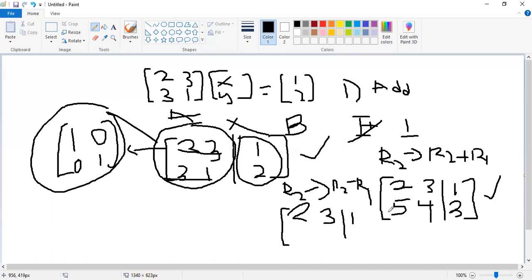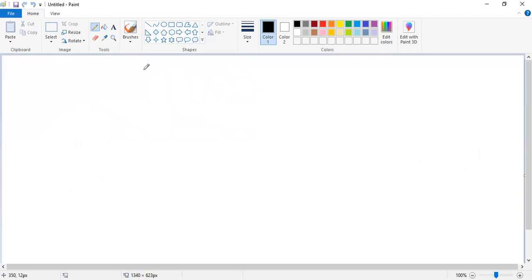So here we want to subtract row 1 from row 2. So this row 1 and this row 2. So 5 minus 2 will give us back our 3. 4 minus 3 will give us 1. And 3 minus 1 will give us 2. So this is what you will get. Hope this part is okay. So this is the addition and then the subtraction parts, or types, of elementary row operations. So now let's move on to the second type.